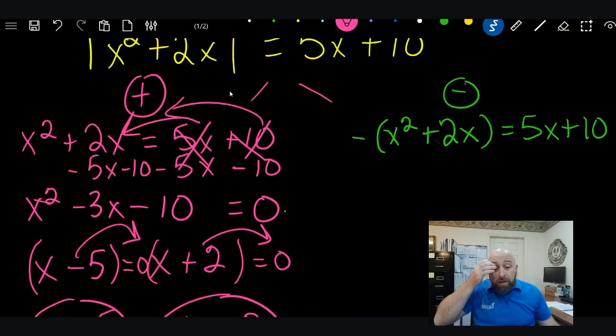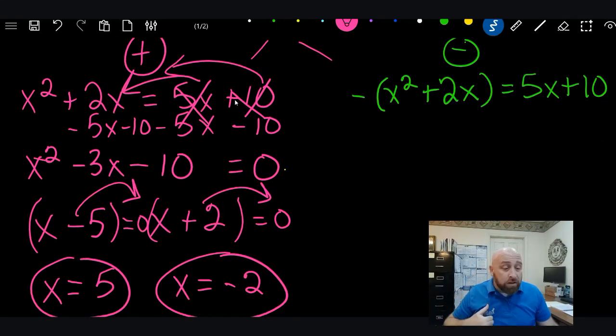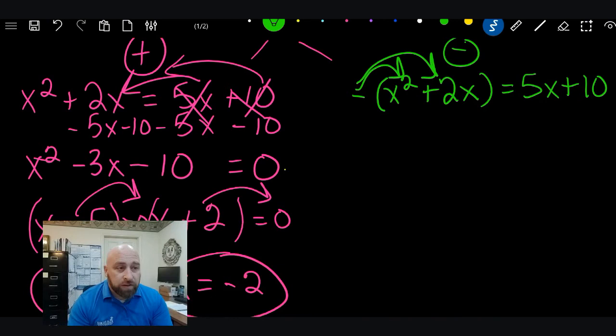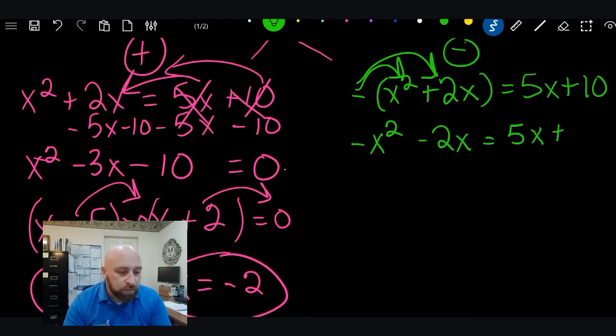And then we would come over here to the negative side and we would solve it. So the one thing that we have to do here is we have to distribute. Don't forget that. A lot of students forget that. We've been doing these now for the better part of a year, so we should remember that. The negative side on the absolute value, we have to distribute to both of those. So that's going to give us a negative x squared minus 2x equals 5x plus 10.